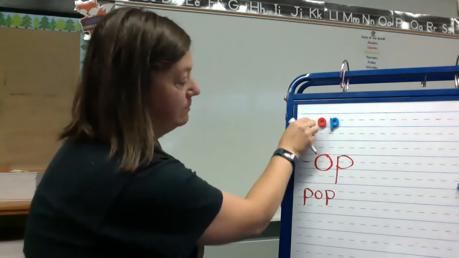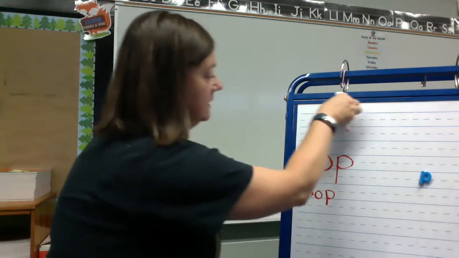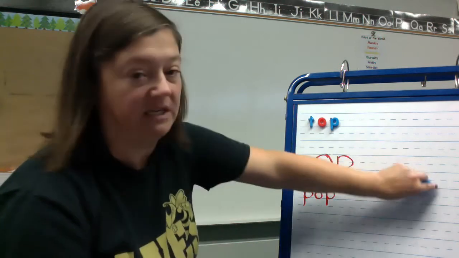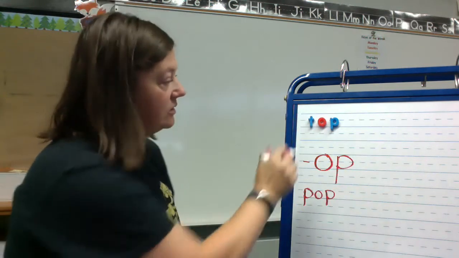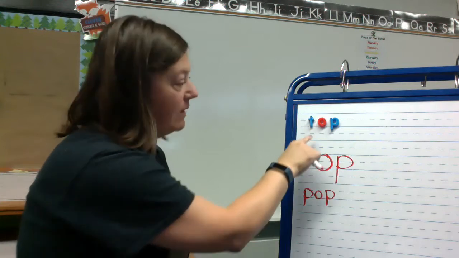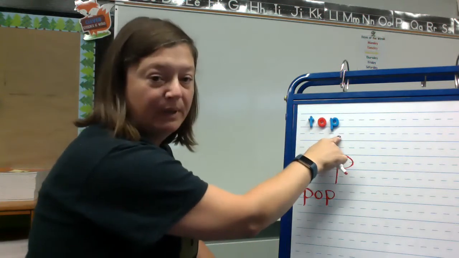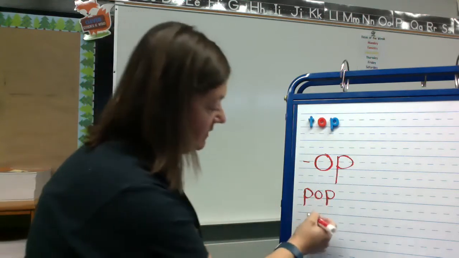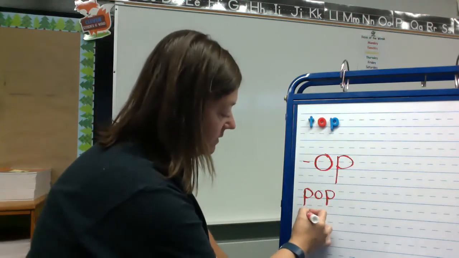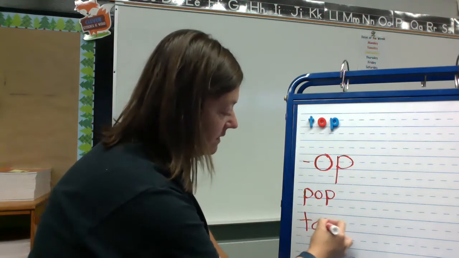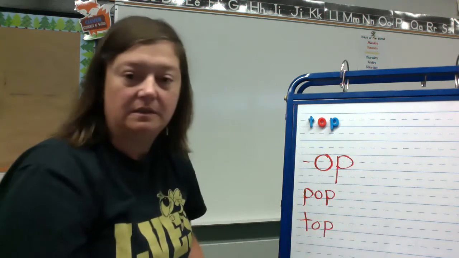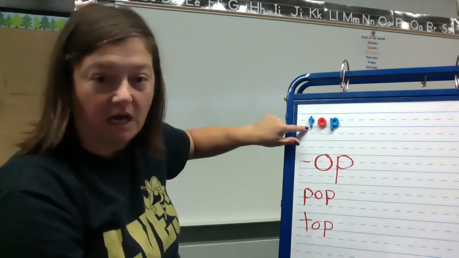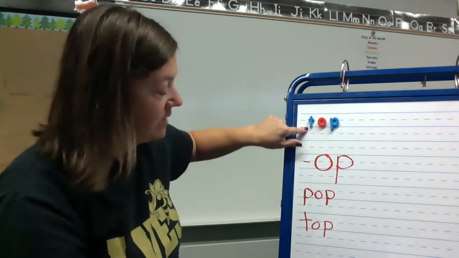I can take the P away and change the first letter. All I changed was the first letter to a T. So now I have t-op, top. So I could write the word and read the word top. So maybe your letters are on top of your board, right?